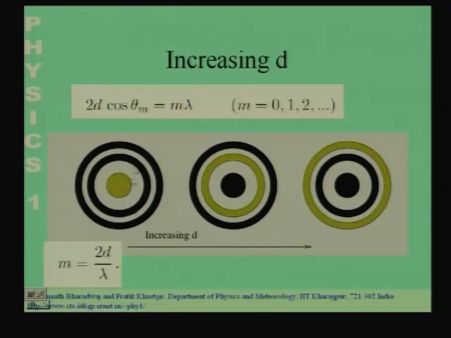So, as you keep on increasing d, newer and newer, higher and higher order fringes appear at the center, they move out and then finally go out of the field of view. This is the kind of thing that you will see if you keep on increasing the separation between the two arms. Newer and newer fringes will appear at the center and they will move out and slowly go out of the field of view.